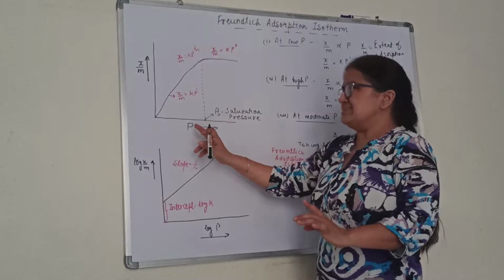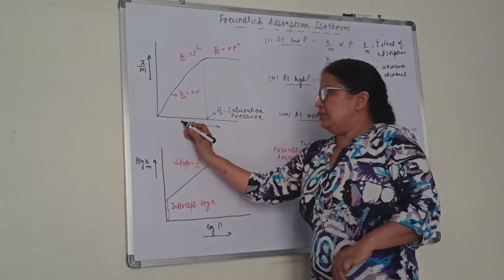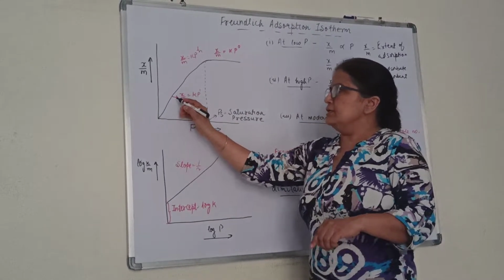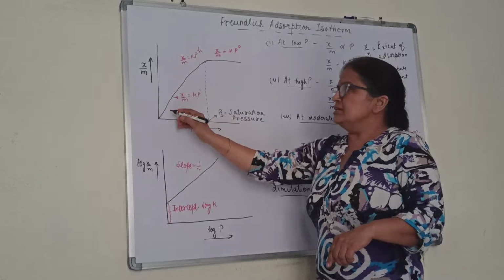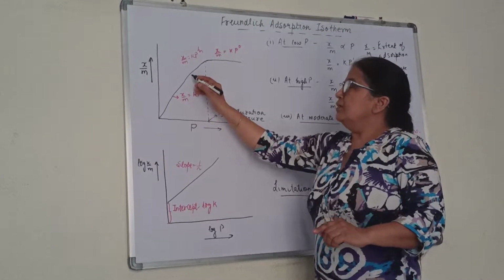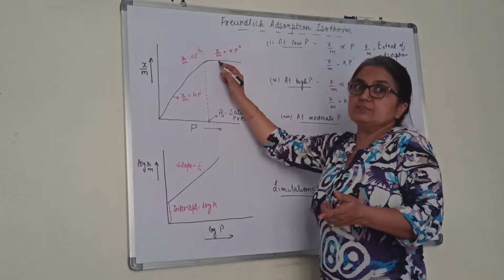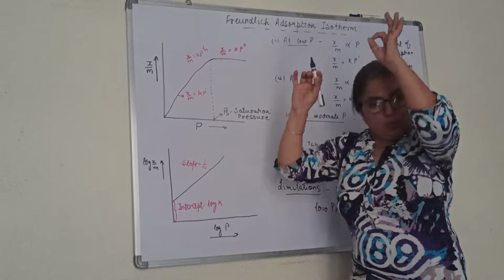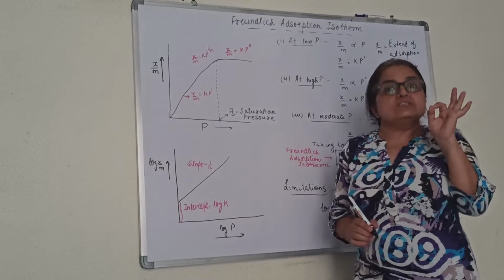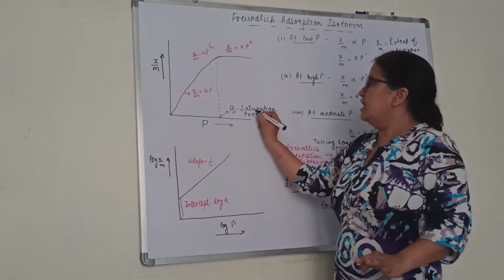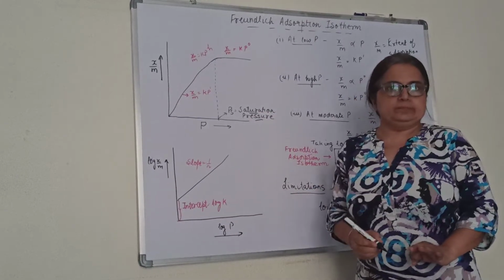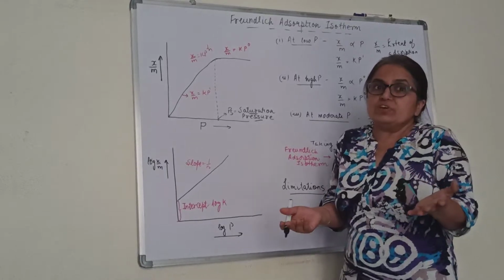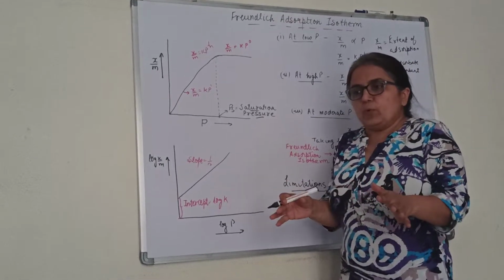We will describe it like this. When the pressure is increasing, it increases. You can see a straight line initially. Then a slight curve, a bend starts. At one particular pressure, it becomes constant. The pressure at which it becomes constant is called the saturation pressure. That is called saturation. Obviously, after one particular point, saturation will come.